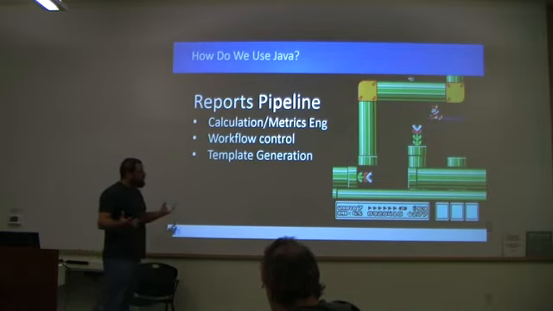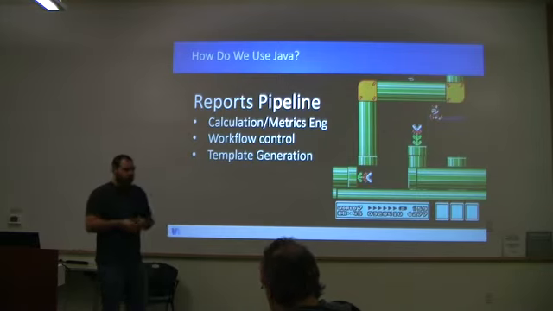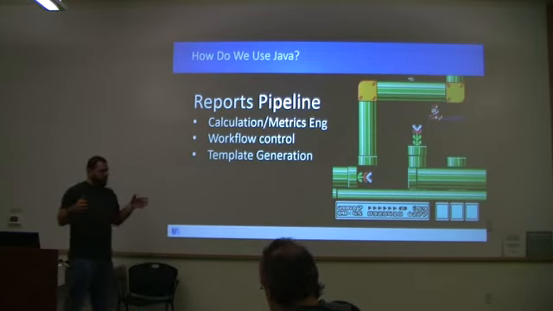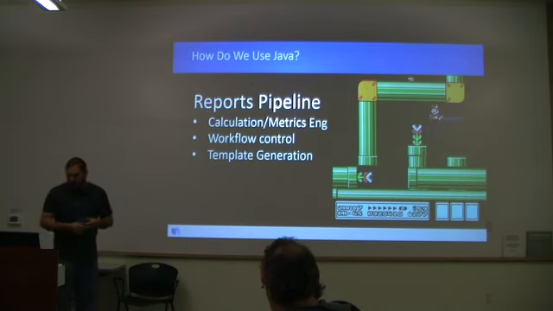So how do we use Java? For our whole report pipeline, pretty much every piece along the way is built in Java. From our processing engine to our workflow engine that controls each step along the way, down to template generation. That's all done in Java using POI and other things.